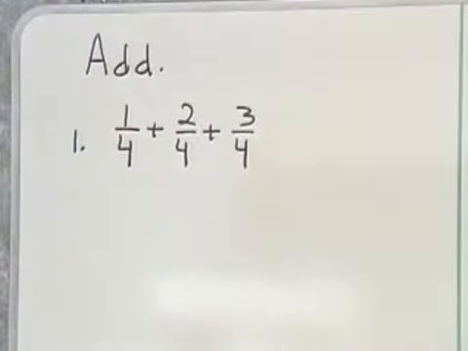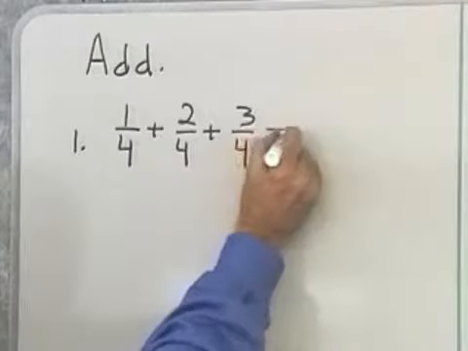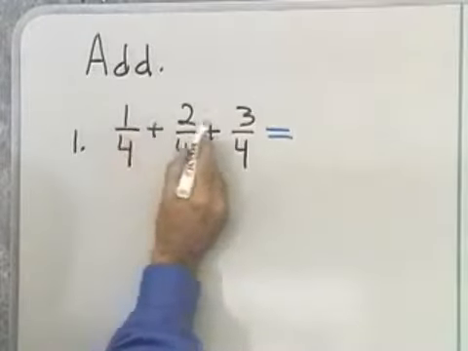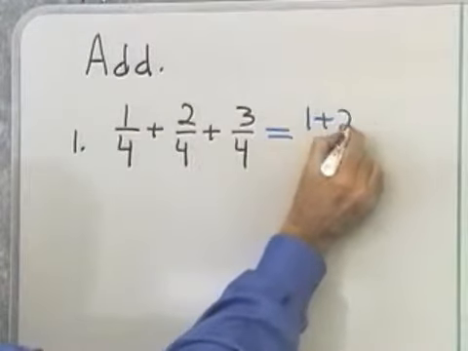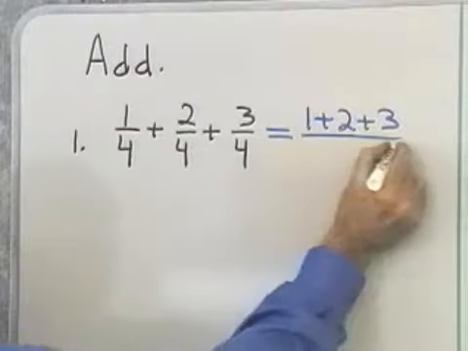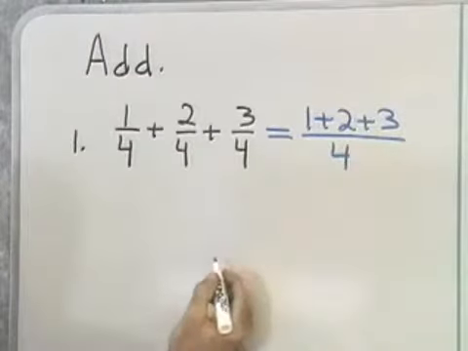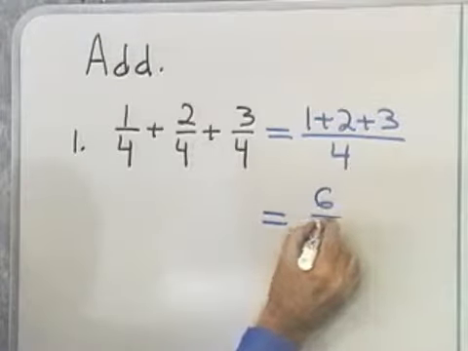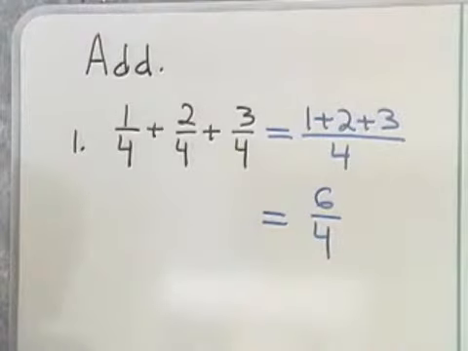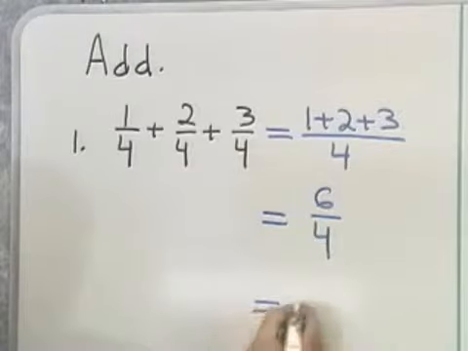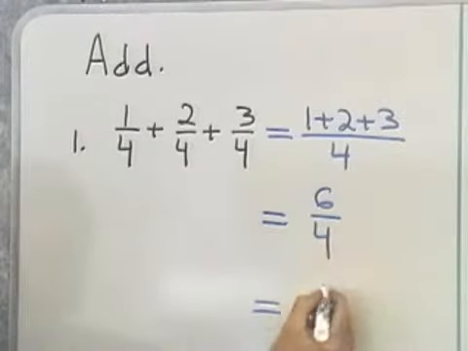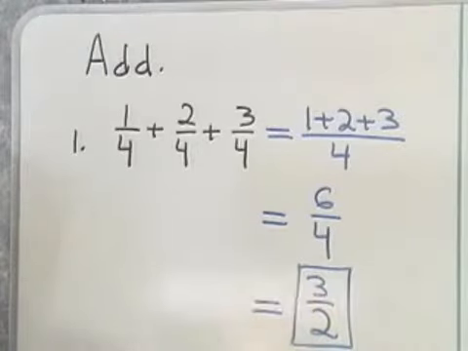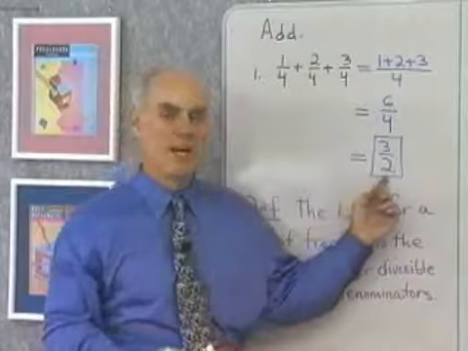1/4 plus 2/4 plus 3/4. I notice that the denominators are all the same, so to add these fractions, I'm simply going to add numerators, 1 plus 2 plus 3, and put that result over that common denominator. Now, 1 plus 2 is 3, plus 3 is 6. I have 6/4, and of course I want to reduce to lowest terms whenever I can. I notice there's a factor of 2 common to the numerator and denominator. I divide it out, and I end up with the reduced form of that sum of 3/2.